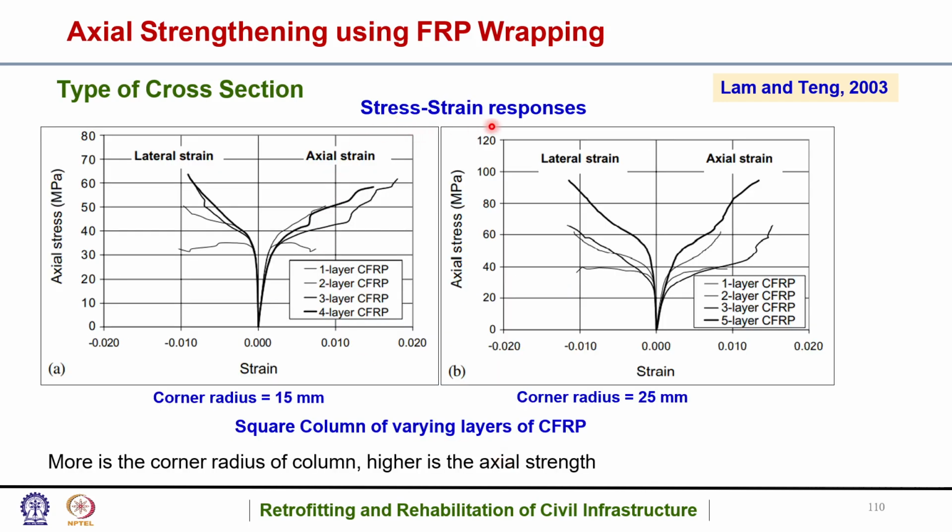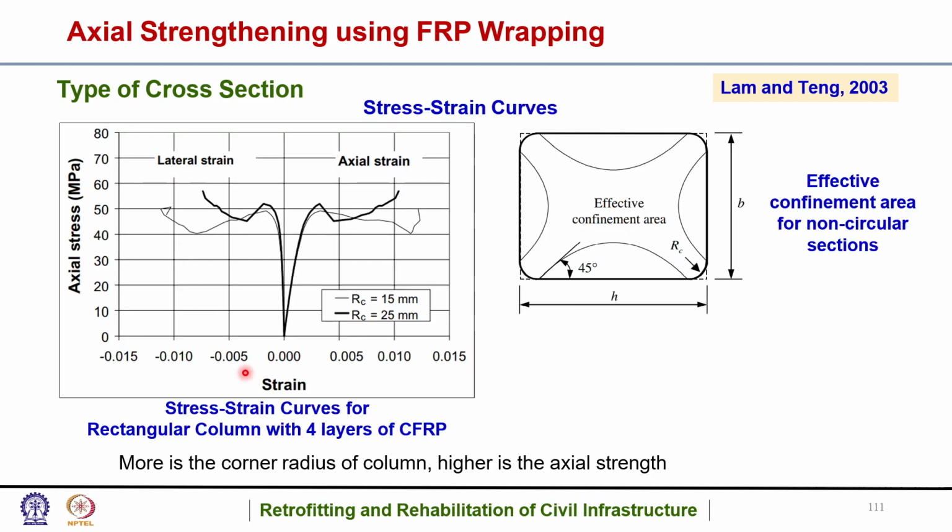So these were the stress strain responses for corner radius 15 mm and corner radius 25 mm for the square column with varying layers of CFRP. It was again found that the more the corner radius of the column, the higher the axial strength. So this was much higher than this. They also showed the stress strain curves for the rectangular column with 4 layers of CFRP. The more the corner radius of the column, the higher the axial strength here also. And so you can see here the 25 mm was higher.